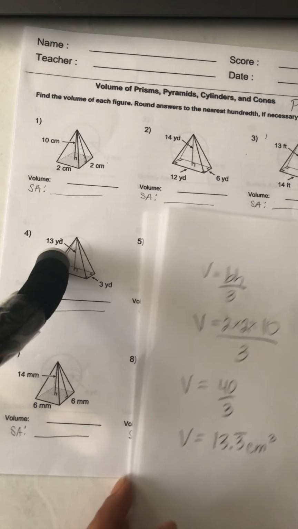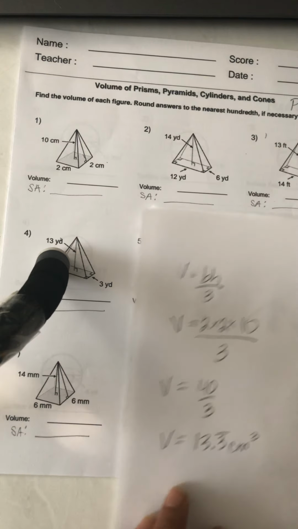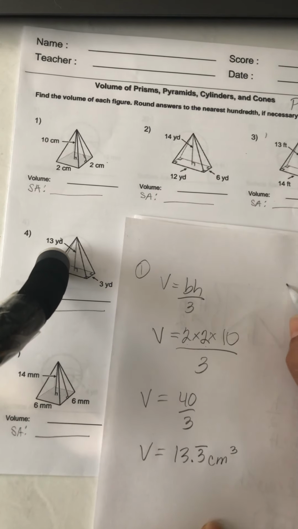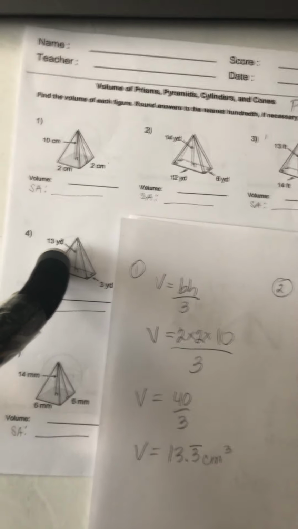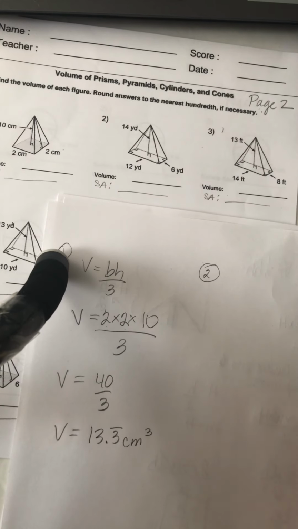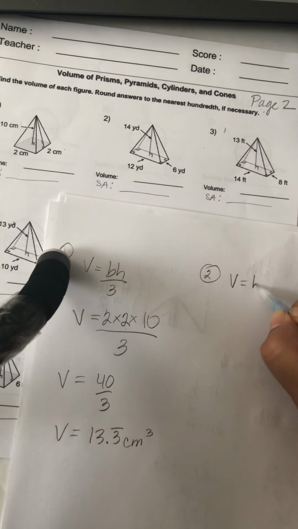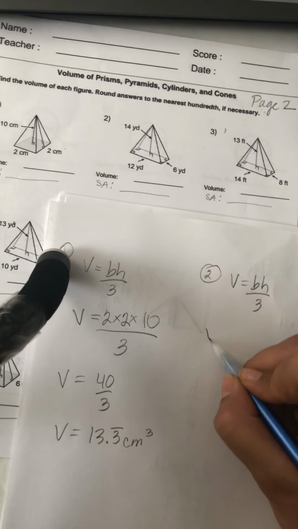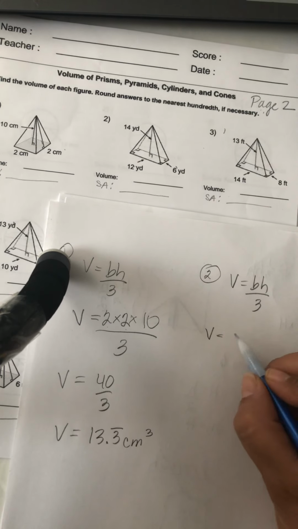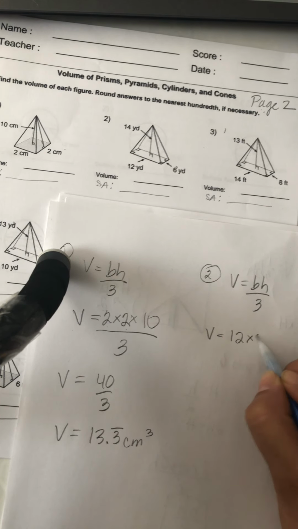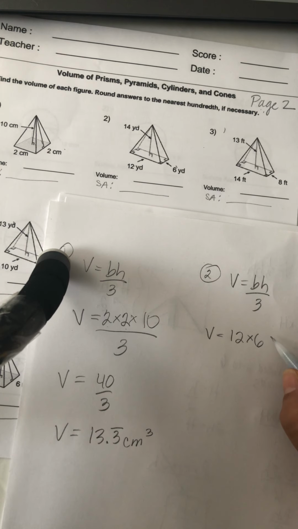All right, so let's go ahead and do number 2. This was number 1. Let's do number 2 together before we move on to surface area. So now I'm going to write my formula, divided by 3. So volume equals, here's my base, so 12 times 6 times my height, divided by 3.